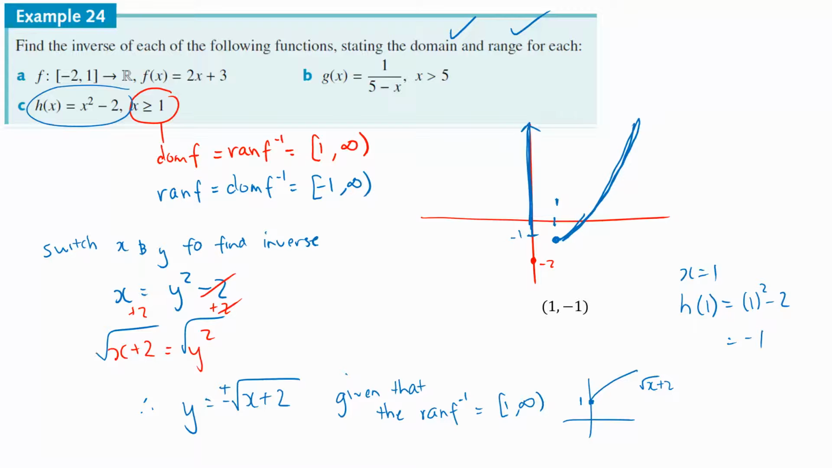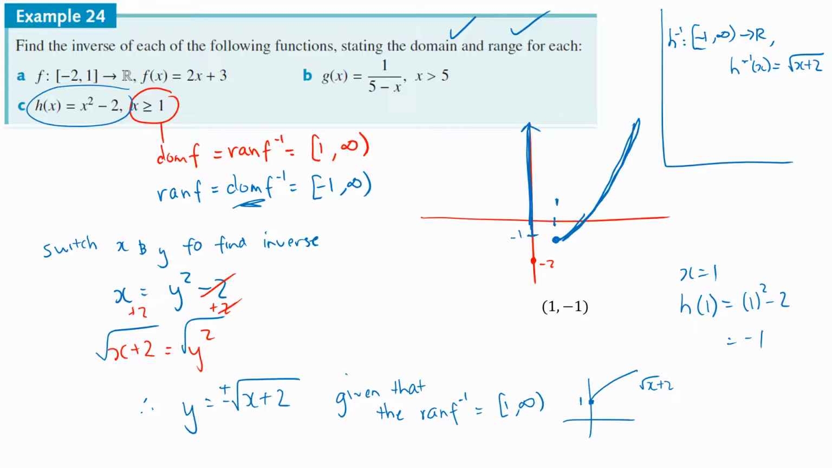And therefore, you don't write your answer as y. Finalize your answer. Your answer should be written in function notation. It's h inverse, colon, domain of your inverse, which we found out over here, negative 1 to infinity, maps onto R, and h inverse of x equals root of x plus 2. You don't have to put the positive sign because by default that is the positive sign.